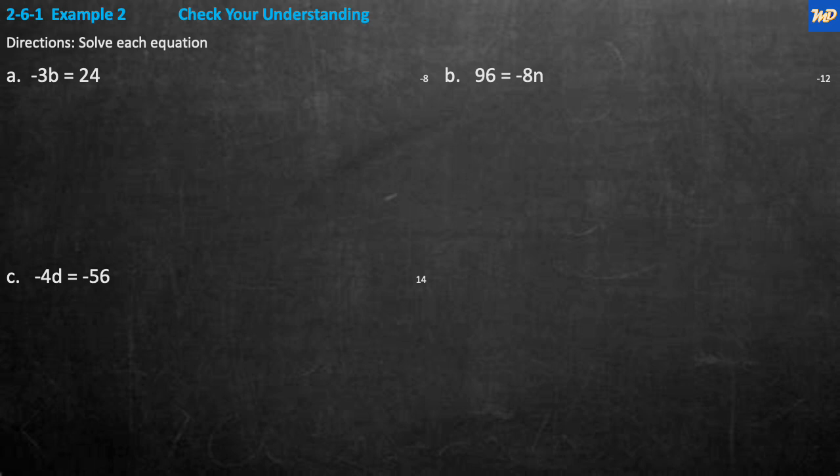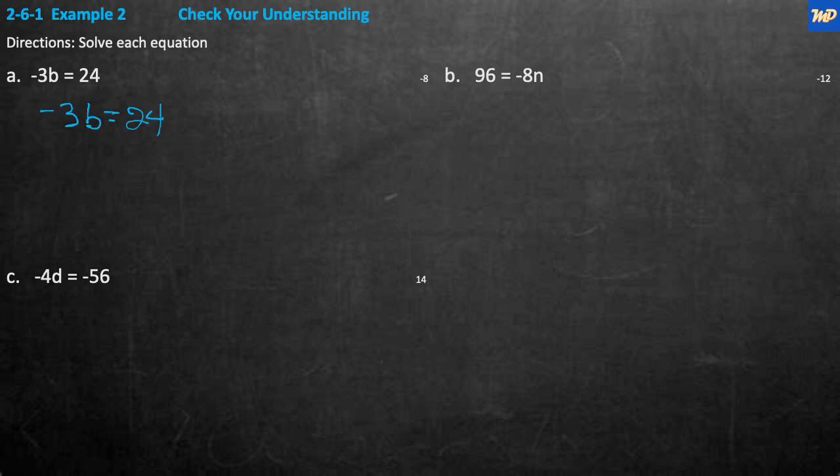So we'll start off with, in this case, negative 3b is equal to 24. So what do we have to do? The rule is that, remember, get the variable by itself, a one variable, 1b in this case, on either side of the equation, equal sign. It doesn't really matter, but just pick one. It's already on the left side, so we're going to leave it on the left side.